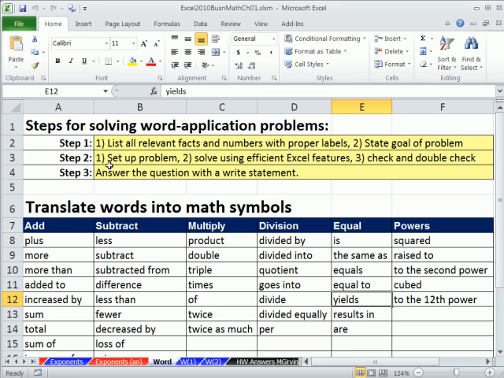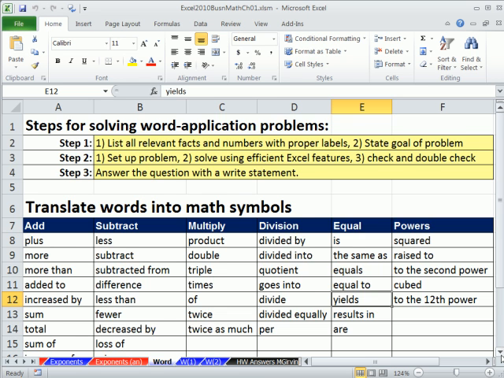Step 2, you set up the problem, solve using efficient Excel features, and then check or double check in some cases. So you check your answer before you make some conclusion. And finally, you will always have to answer your question with a written statement. Even if it's a simple word problem like calculating profit or something, you have to say, okay, the profit is such and such. All right, so those are the 3 steps.